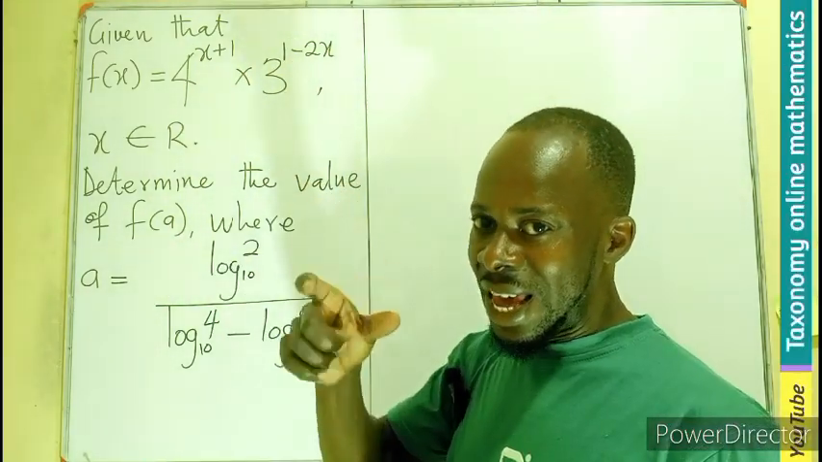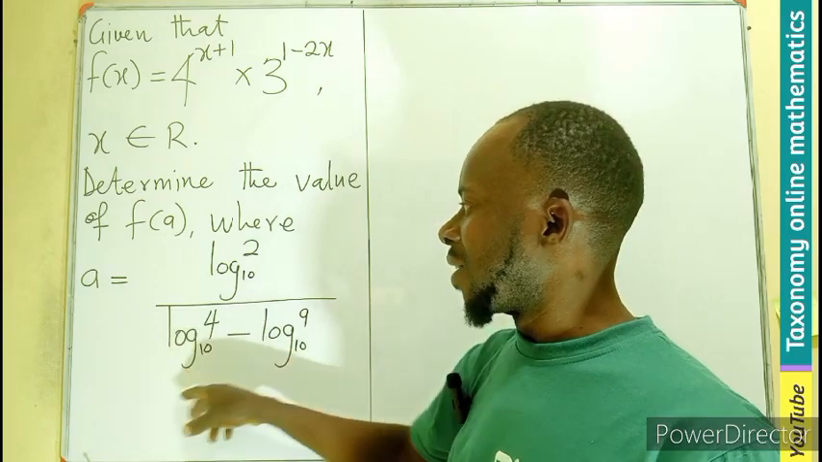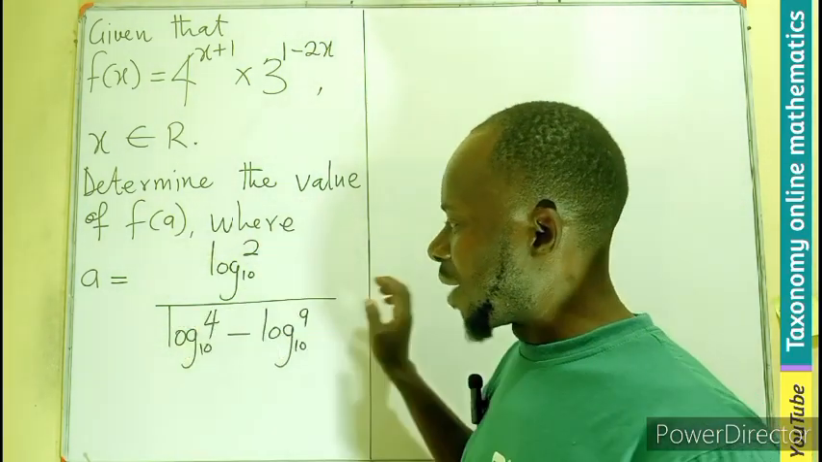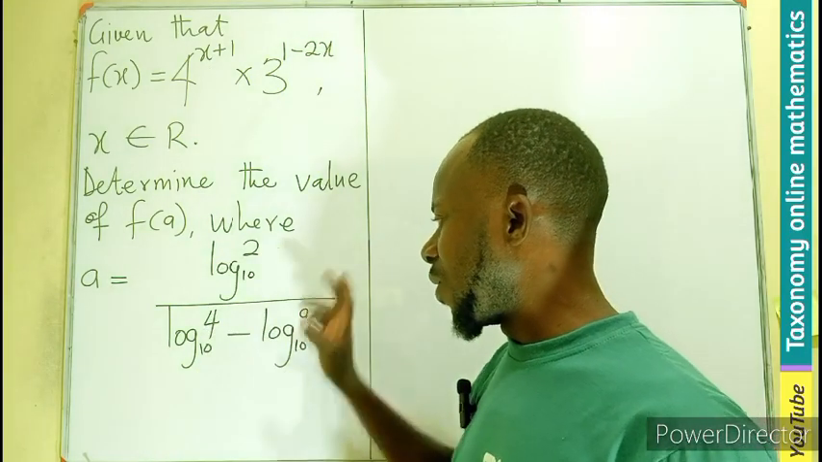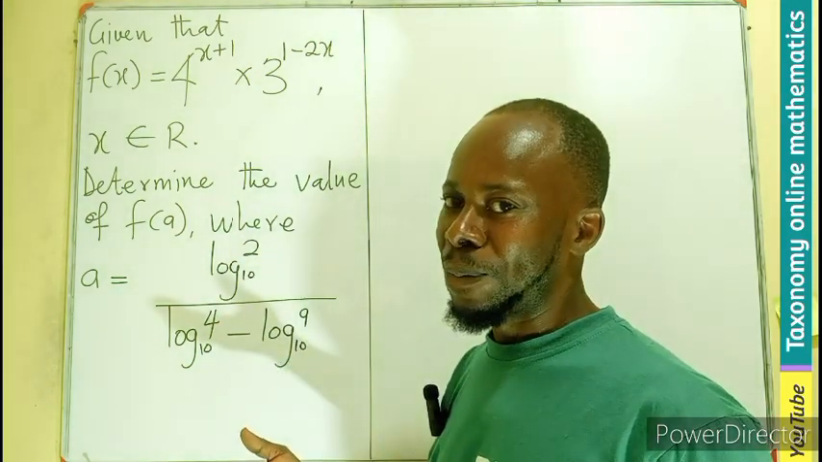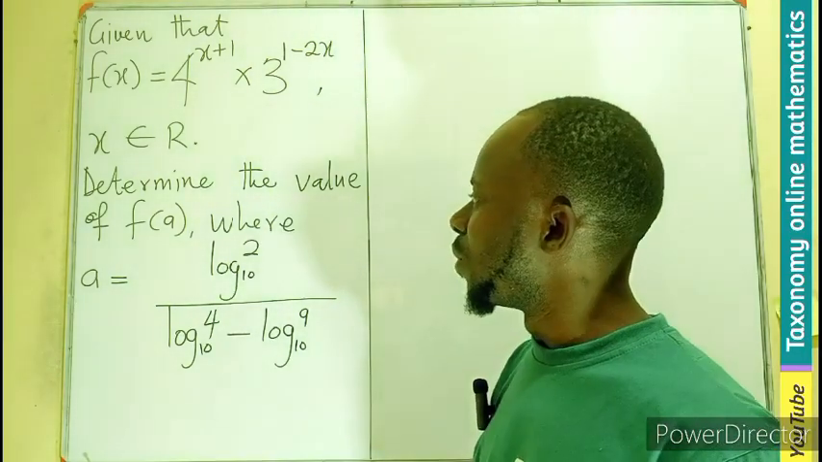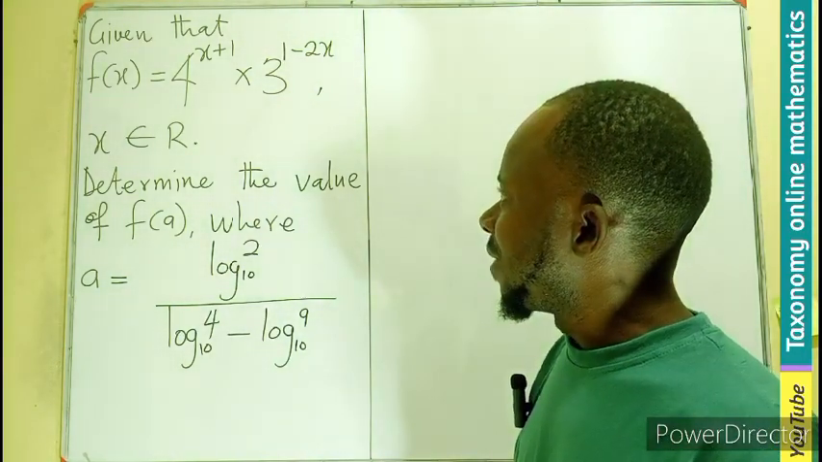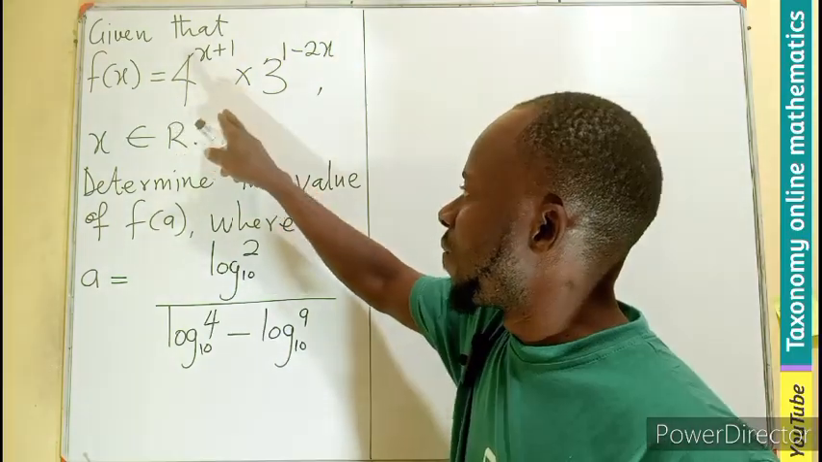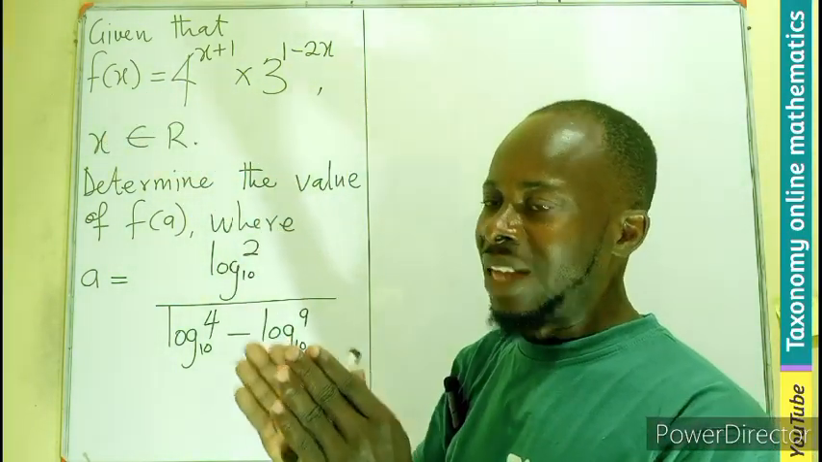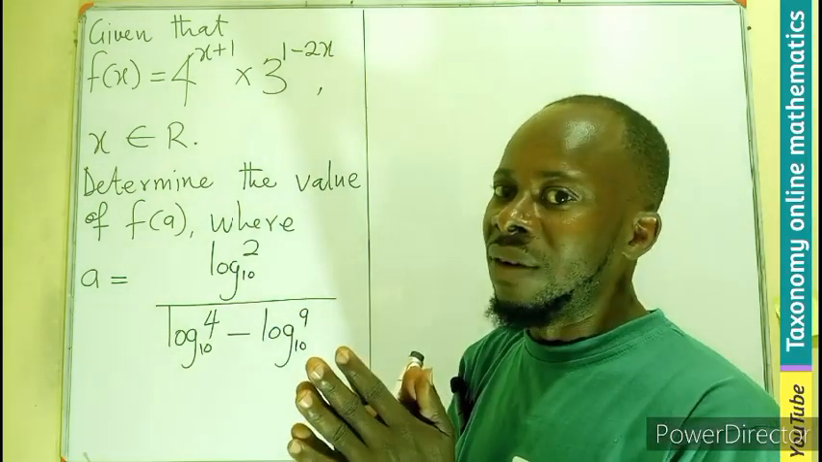Given that a itself is given as log 2 to the base 10 divided by log 4 base 10 minus log 9 base 10. Let's see how we can manipulate our way through this. Now, first thing, we can see that this f of x is a product. So let's solve it together and see what that product will give us.